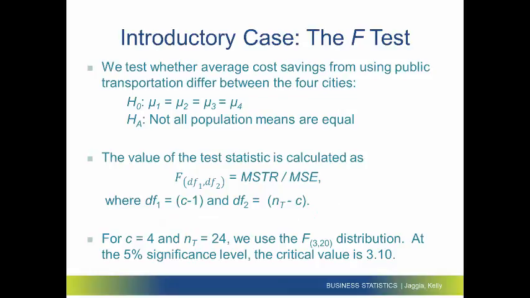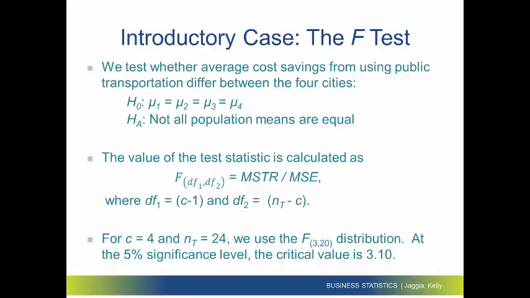Okay, so now let's look at an example to further understand one-way ANOVA. Here we're wanting to test whether the average cost savings using public transport differ between cities. The null and alternative hypotheses are presented on the slide for you. Now we need to calculate the F-statistic, well Excel does, and the F-critical value.